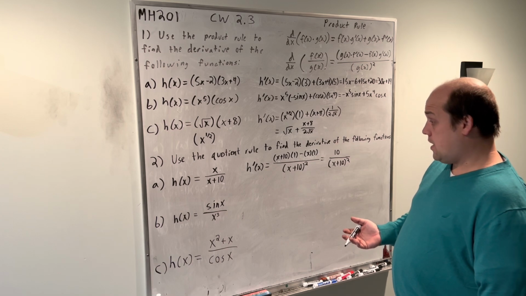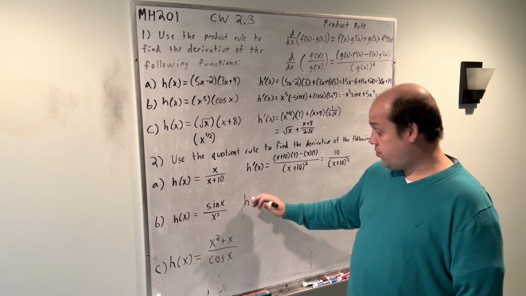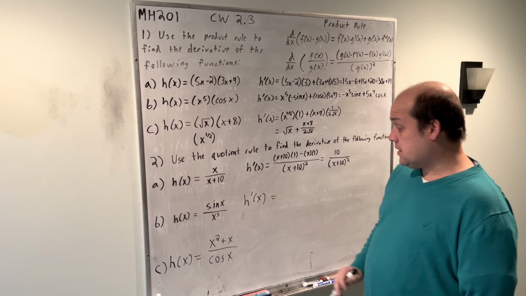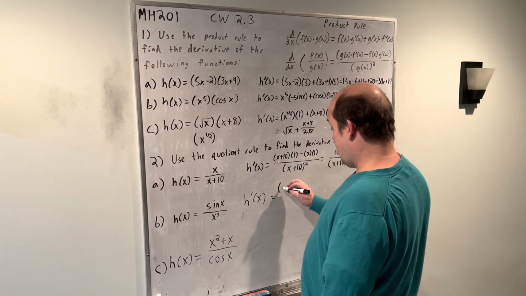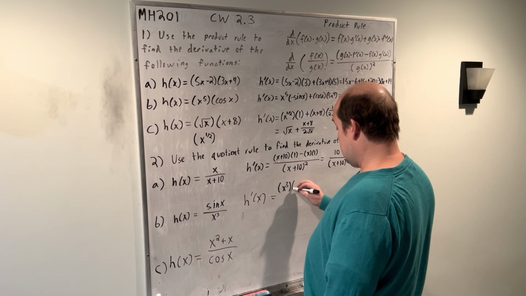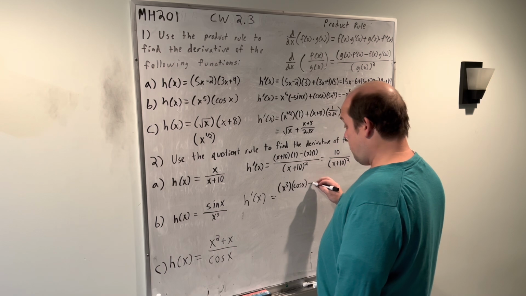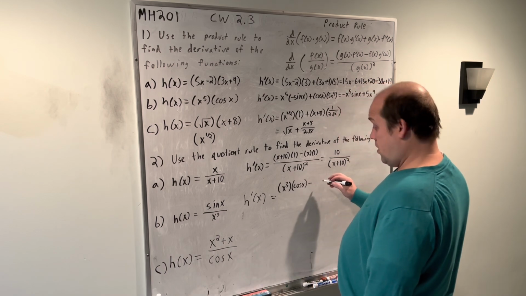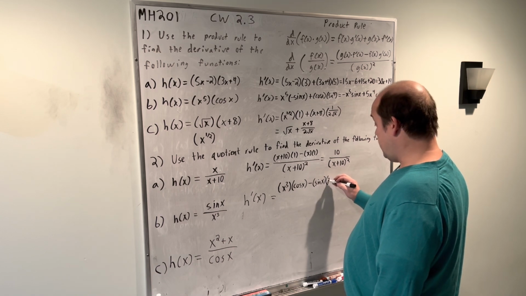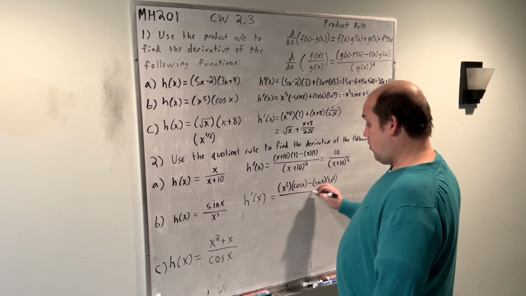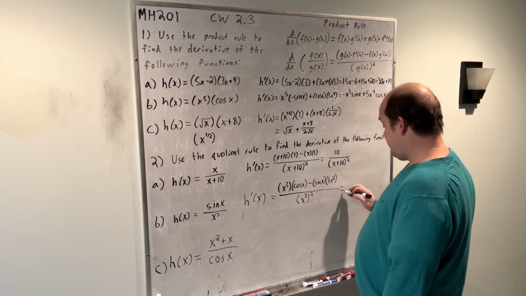Now that I have this answer, I'm moving on to this one. H prime of x, in this case, is low d high. So x to the third is low. D high is the derivative of sine x, which is just cosine x, minus high d low. High is sine x. D low is the derivative of x cubed, which is 3x squared. All over low low, which is x to the third power squared.